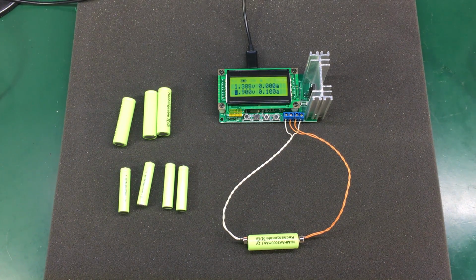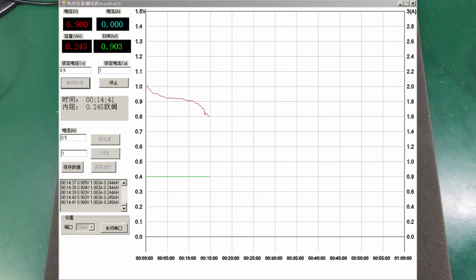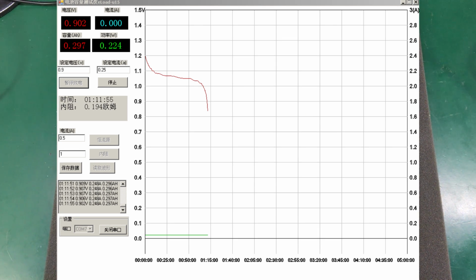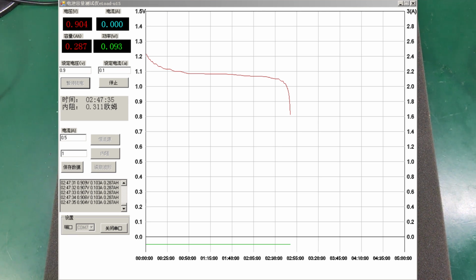So here are the results for the AA batteries. At 1 amp discharge, I got 245 milliamp hours. At 0.5 amps discharge, I got 307 milliamp hours. At 0.25 amps discharge, I got 297 milliamp hours, and at just 0.1 amp discharge, I got 287 milliamp hours.